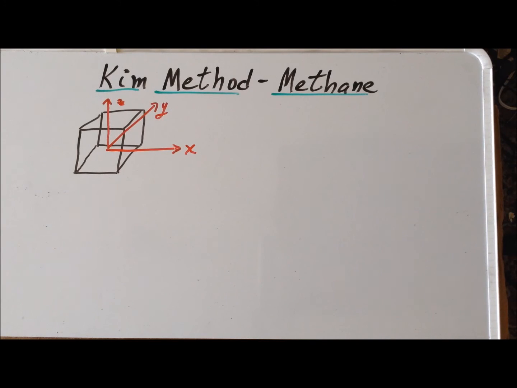Hello. In this video, we are going to derive the molecular vibrations of methane, CH₄, by the CHYM method. We will derive both the stretches and the bends. The first step in applying the CHYM method to determining the normal modes of vibration for a molecule is to sketch the molecule in a particularly appropriate coordinate system.